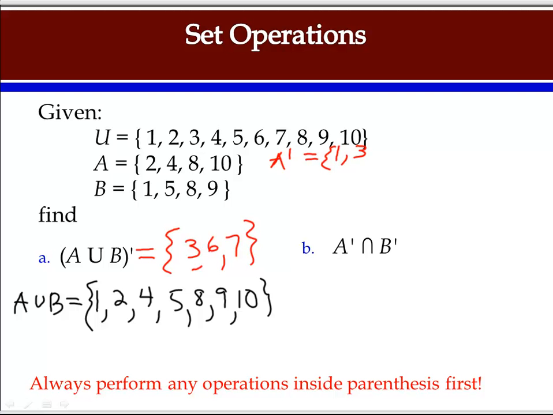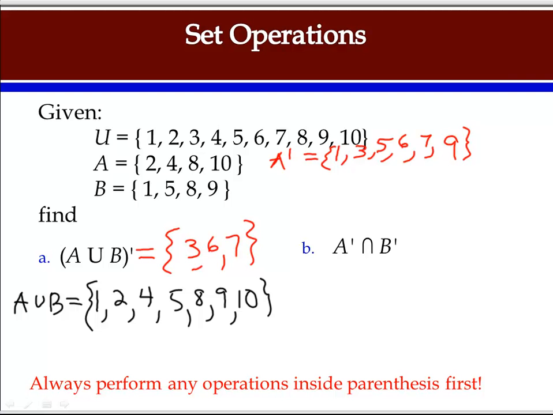3, 4 is also in A. 5 is not in A. 6 is not in A. 7 is not in A. 8 is, but 9 is not, and 10 is. So that's my complement of A. Remember, a set along with its complement must make up the universal set.